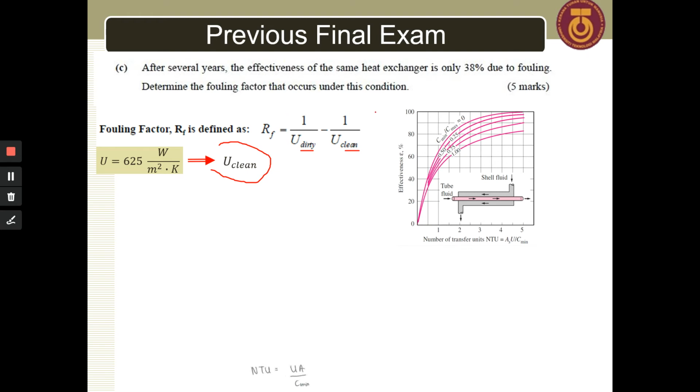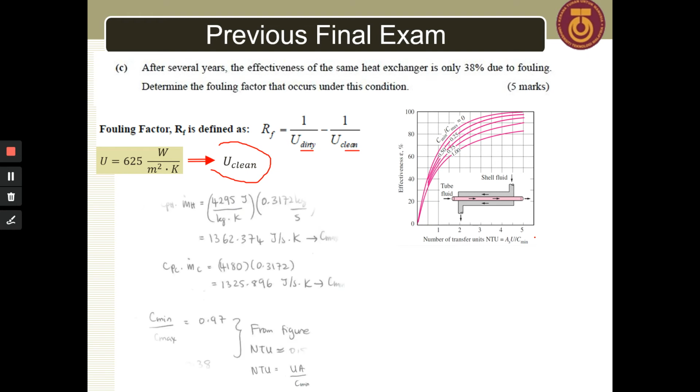So we can refer to the graph which is also provided together with the exam question. Now you know that effectiveness is given as 0.38, and you already know the C-min. You can calculate C-min, and area is already given, so you can find the coefficient for the dirty heat exchanger, or the heat exchanger with fouling.